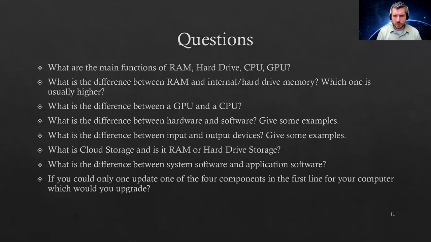So you can think about those, and then a special type of system software is an operating system. And we'll talk about that in a second. And then the main question we're going to try to answer with this unit is, if you could only update one of the four components in the first line for your computer, which would you upgrade?